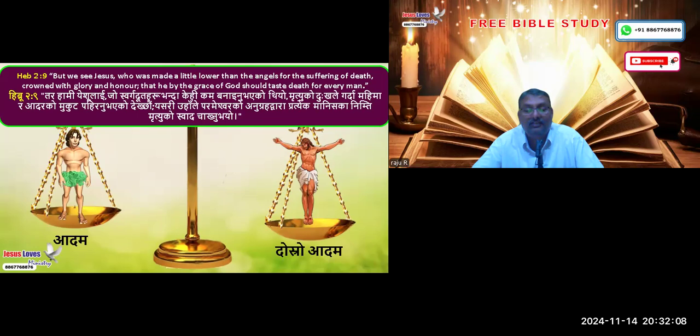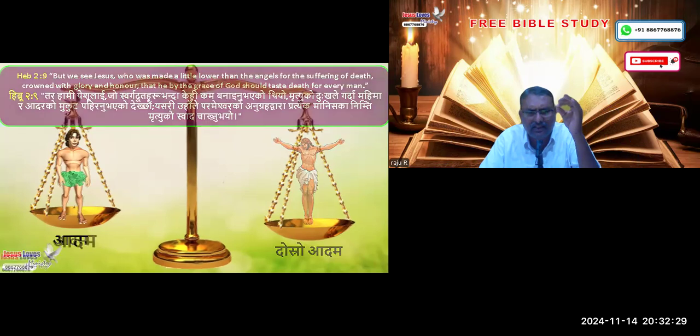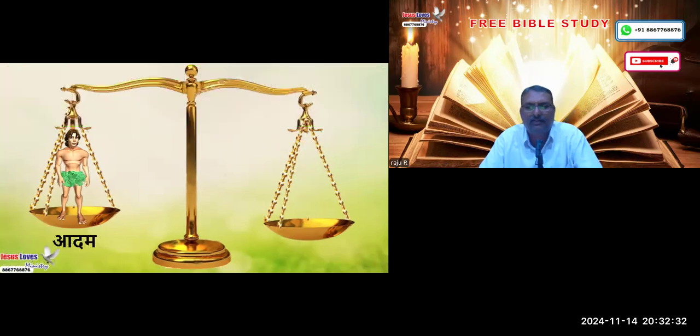You see? So, Jesus was made a little lower than the angels. How was Adam created? We read now Psalms 8. Man is created a little lower than the angels. So, Jesus came to this earth a little lower than the angels, like a perfect man. Why? To die for the whole of mankind. To die for each and every person. Therefore, dear brethren, that is the corresponding price.